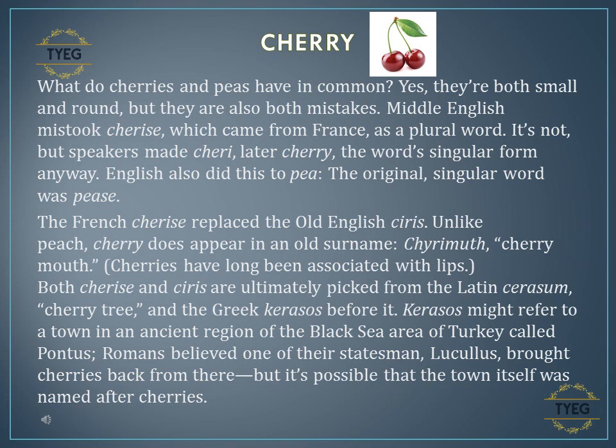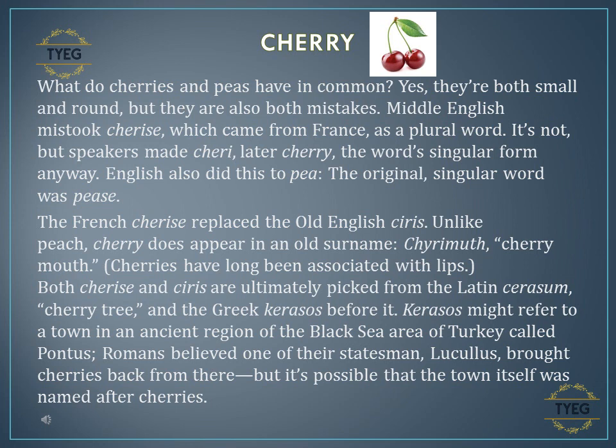The French cherries replaced the Old English ceres. Unlike peach, cherry does appear in an old surname, Chiromouth, cherry mouth. Cherries have long been associated with lips. Both cherries and ceres are ultimately picked from the Latin cerasum, cherry tree, and the Greek kerasos before it.